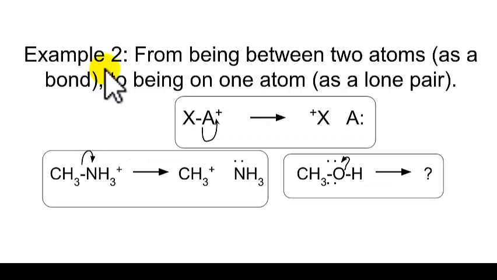Example 2. Another way that pairs of electrons can move is from being between two atoms as a bond to being on one atom as a lone pair. So notice that in this case I have the X and the A bonded to each other. Again, these are just generic atoms, just in general.